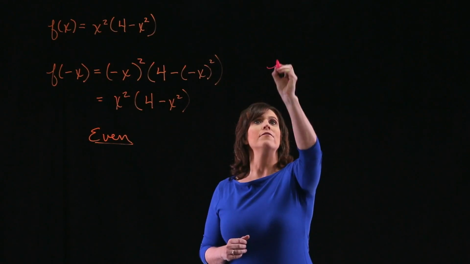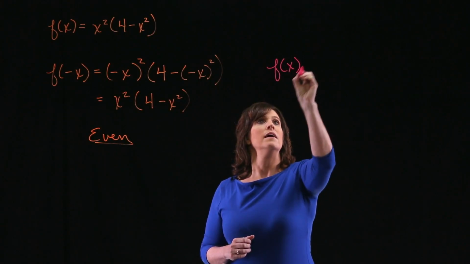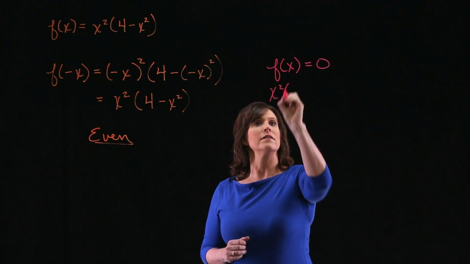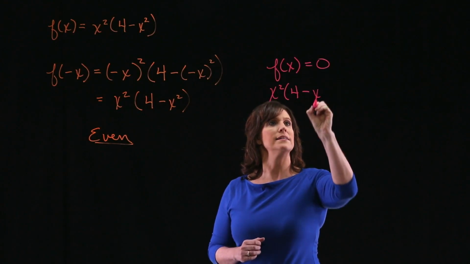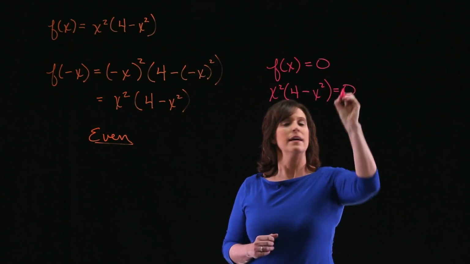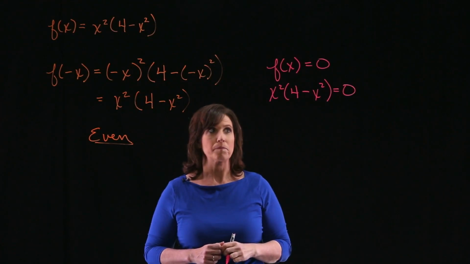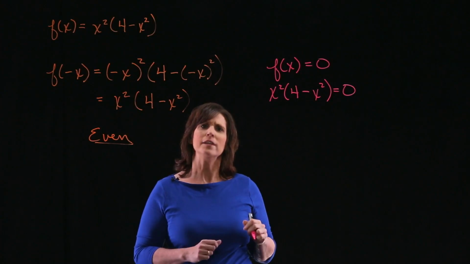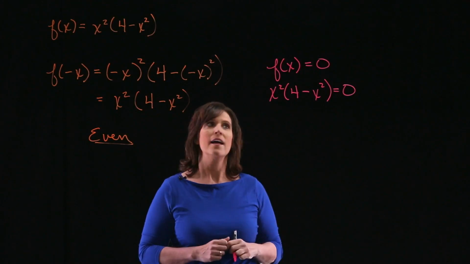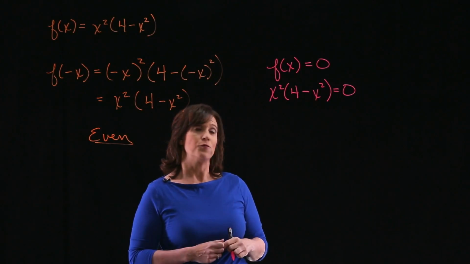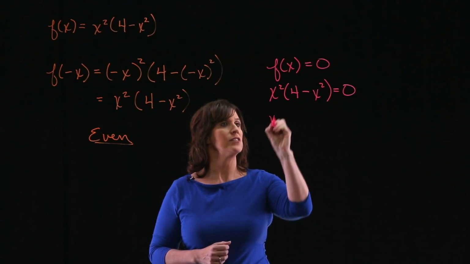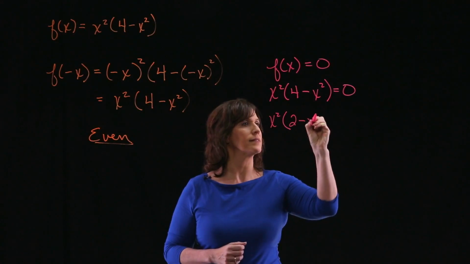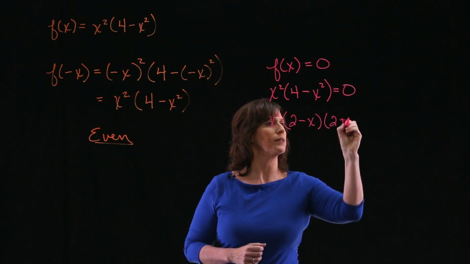So let's start out with f of x being equal to 0. So that means that x squared times the quantity 4 minus x squared has to equal 0. Well, I need to solve this equation for 0. And I think what I'm going to do is factor that expression 4 minus x squared, so that I have x squared times the quantity 2 minus x times the quantity 2 plus x.